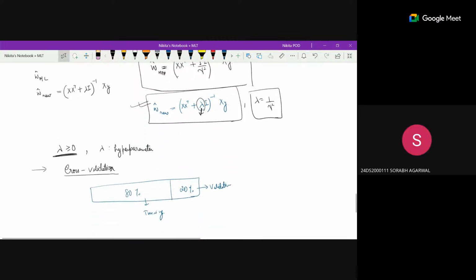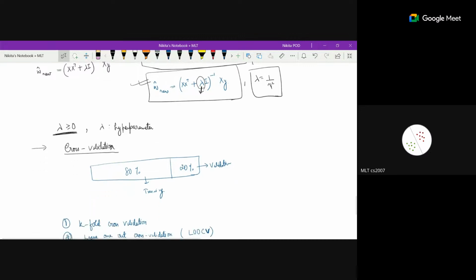And this lambda is actually equal to 1 by gamma square. Gamma again is a constant. Okay. So we'll come to that. We'll first stick to this new estimator that we have found. Okay. So how do we choose this?